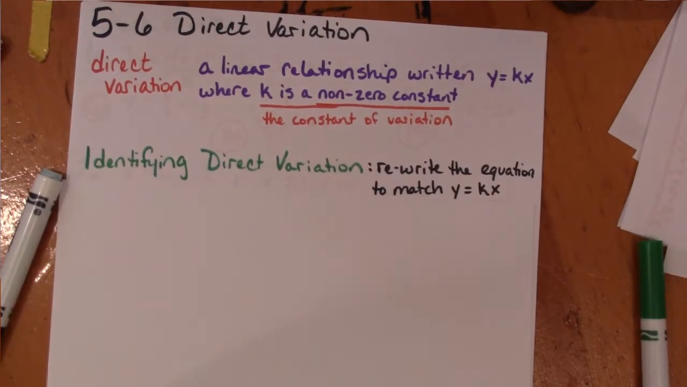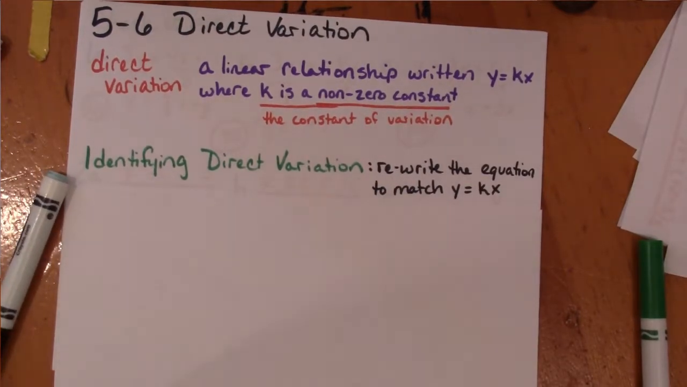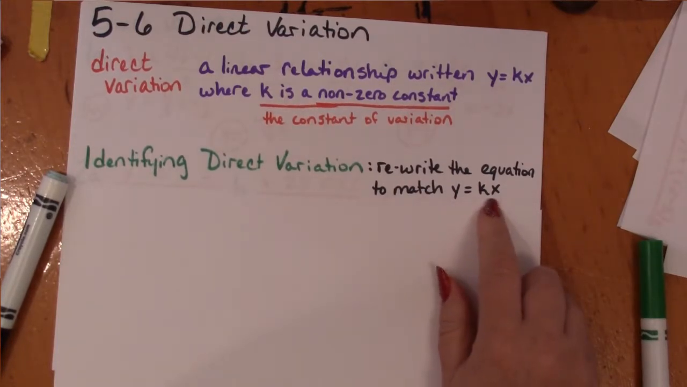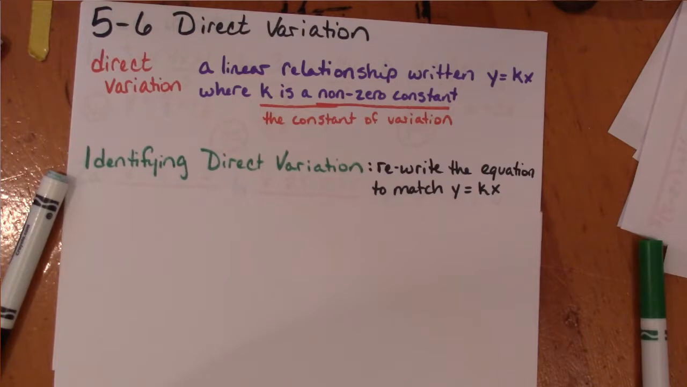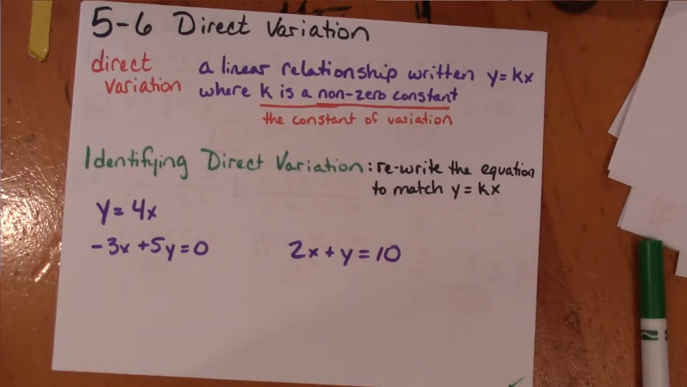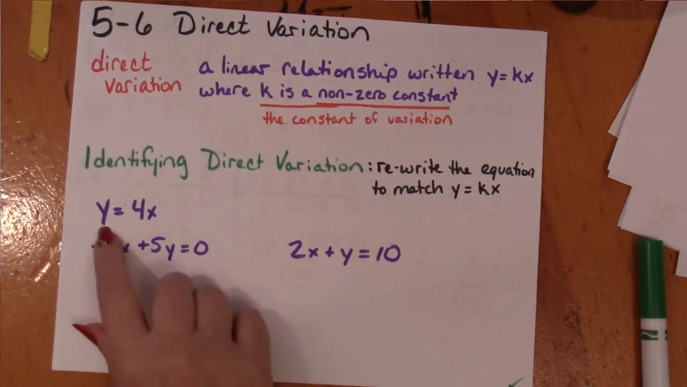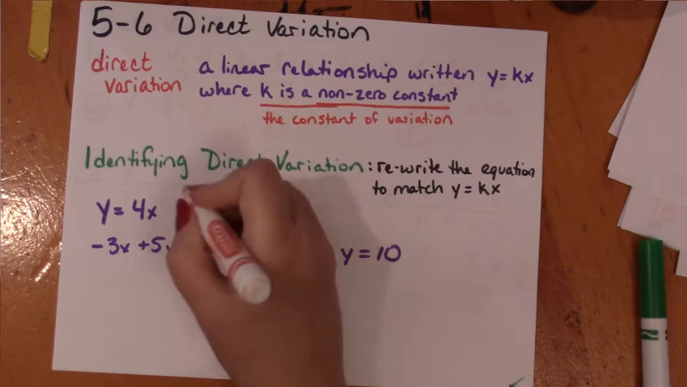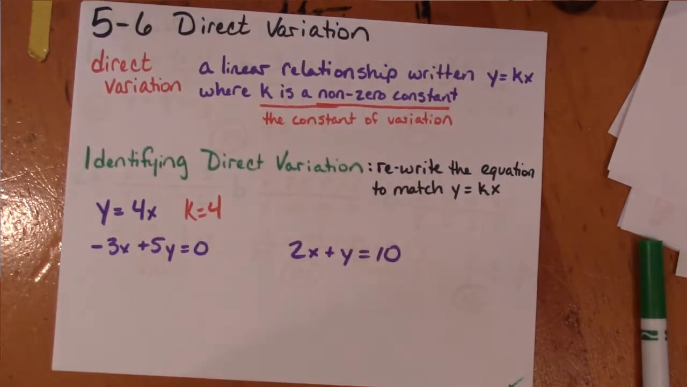And they'll ask you to identify a direct variation, which really means rewrite the equation to match the format y equals kx. So they've given you 3 different samples, and they'd really just like you to be able to rewrite this so it's y equals kx and then be able to tell us what k is. Well, the first one is easy. It's already written in y equals kx form where k equals 4, and that's it.